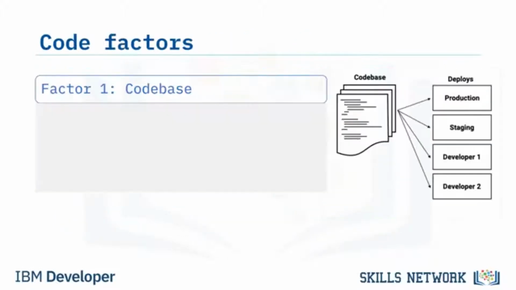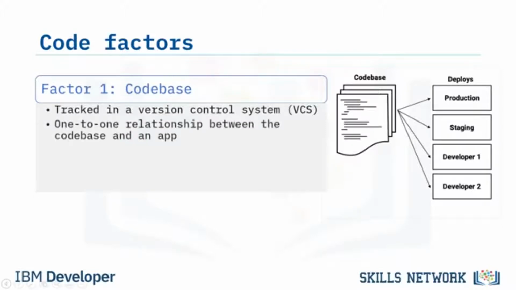We'll start with the 3 factors that map to the code phase of the software delivery lifecycle. First is Factor 1, Code Base. The code base for an application should always be tracked in a version control system, such as Git. There is a one-to-one relationship between a code base and an app. An app should be contained in a single code base.